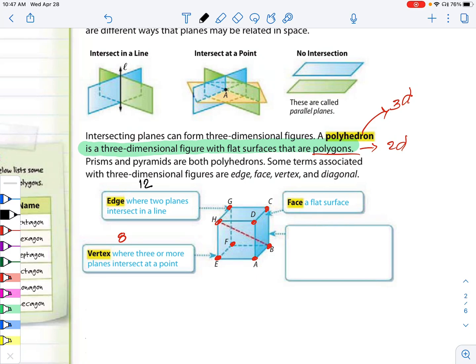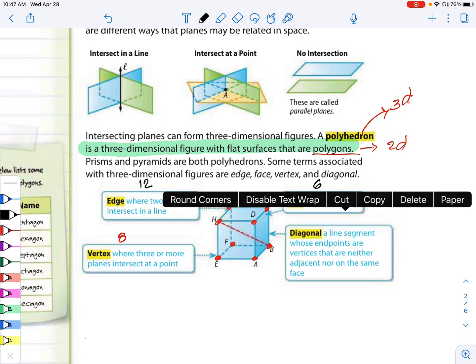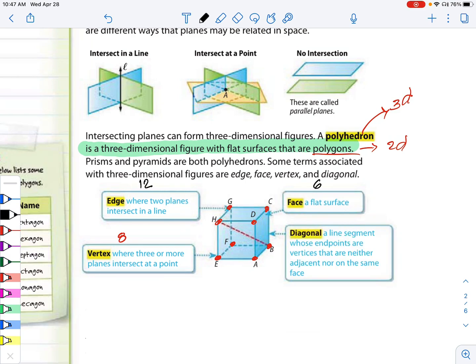And you have 6 faces. Okay? And finally, the last one we're going to discuss is what we call a diagonal. A diagonal is the line segment whose endpoints are vertices that are neither adjacent nor on the same plane.